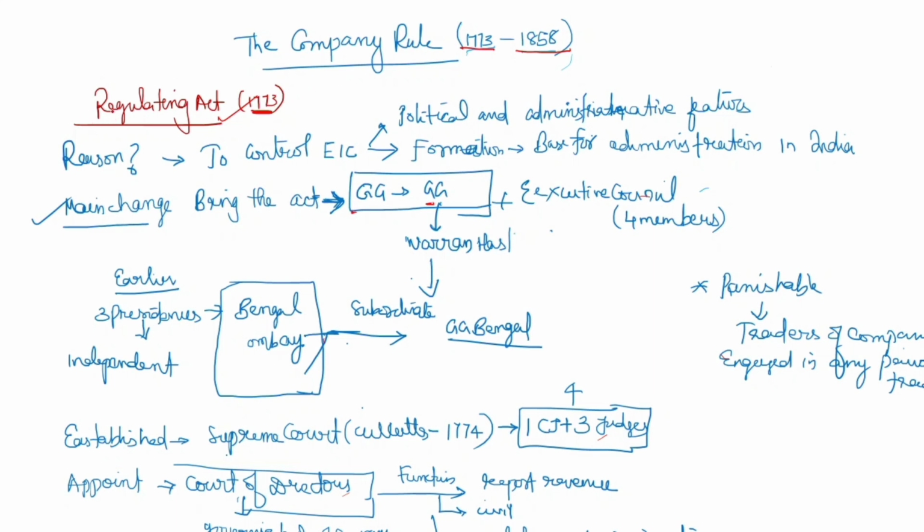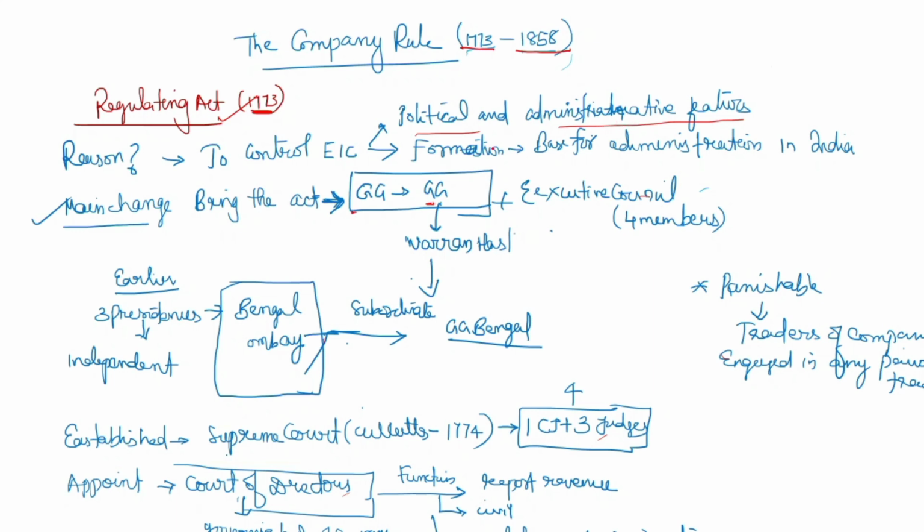As the name indicates, regulating means something that regulates the political and administrative affairs of the company. Why was this Regulating Act of 1773 implemented? The reason is to control the English East India Company, its political and administrative affairs.